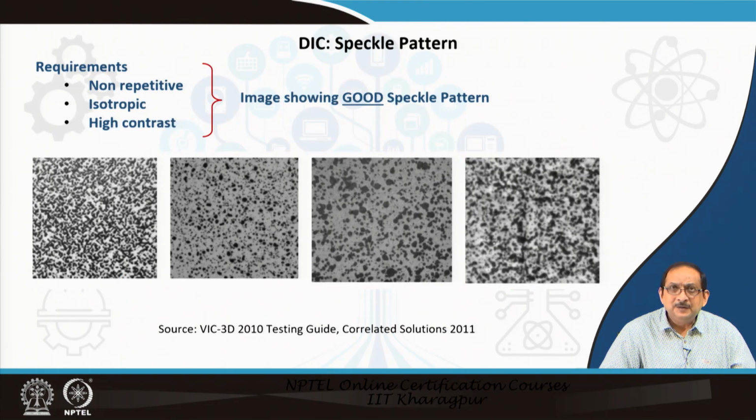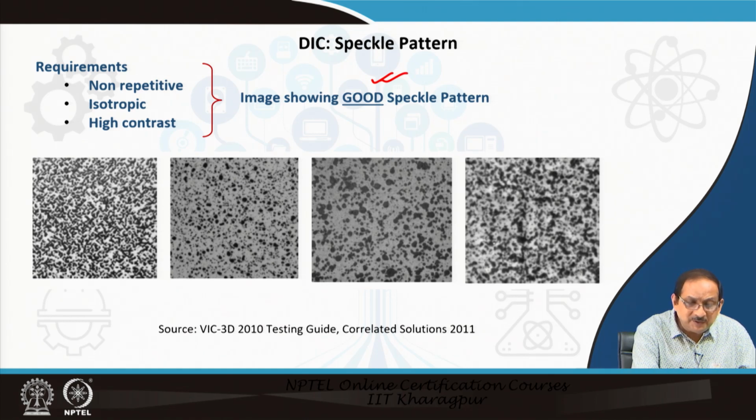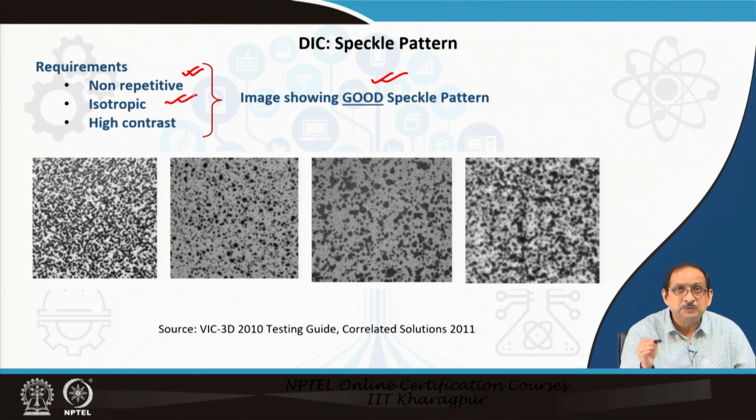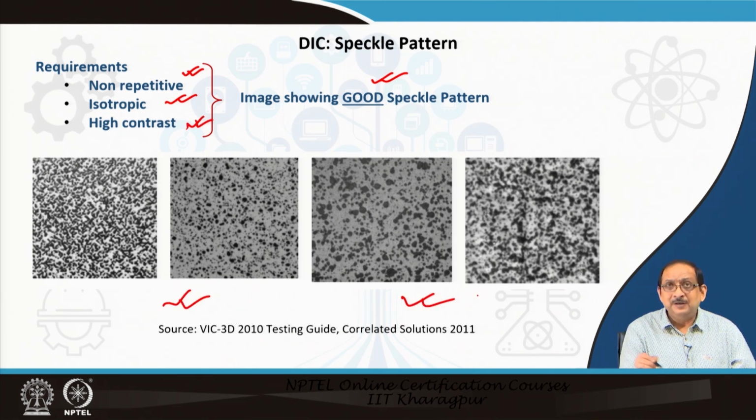Now, in this slide, images of some good speckle patterns are presented. As you can see, the requirements are a non-repetitive, randomized speckle pattern. The speckle pattern should be isotropic and high contrast, as indicated in the 4 images presented here. So, this sort of good speckle pattern is expected to give desired results using the DIC technique.